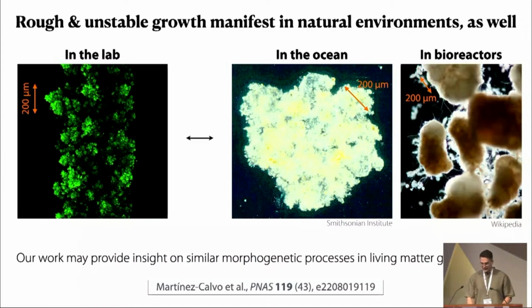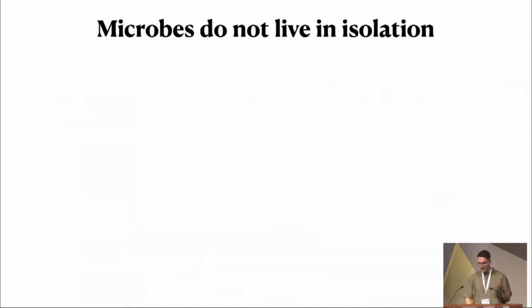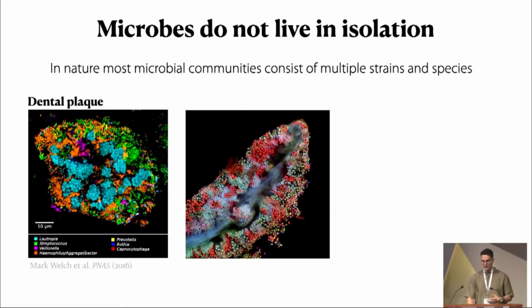So I'll try to tell you very quickly about a second story. I've just shown you results for one particular strain of a species. However, in nature, we know that microbes don't live in isolation. Most microbial communities consist of multiple species or heritable phenotypes that compete for space and nutrients. They can also cross-feed.